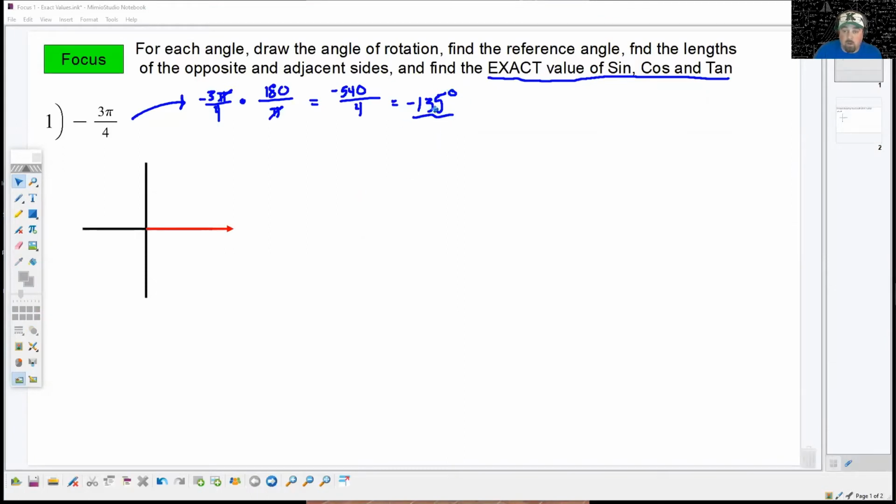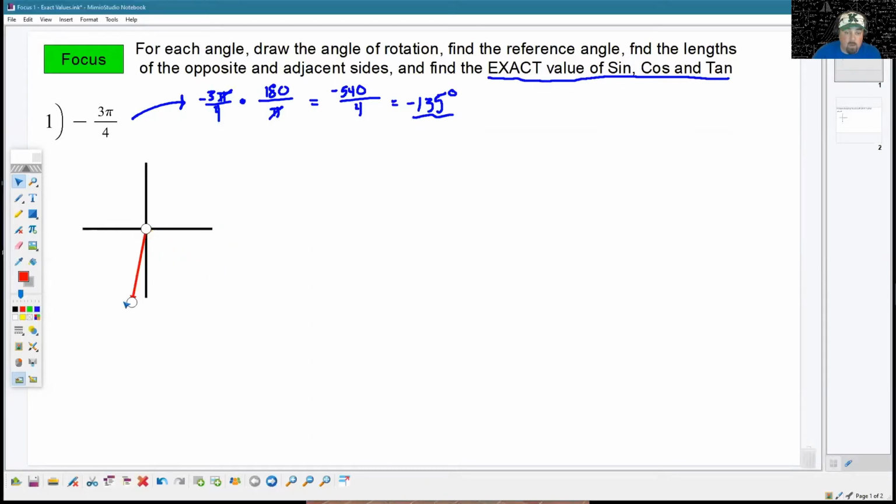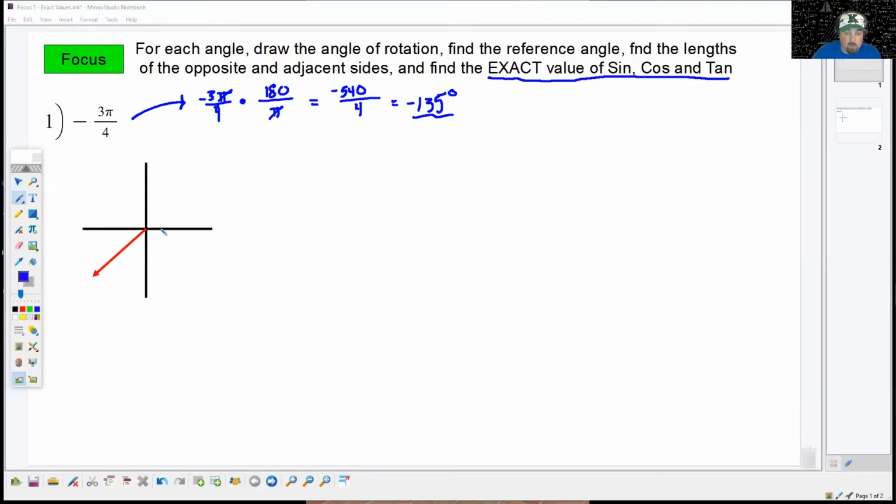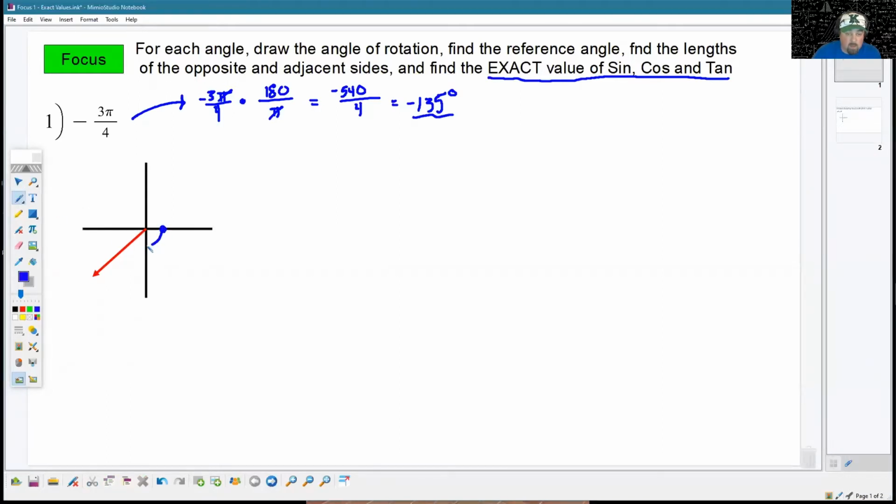So 135. Negative means that we are turning in the clockwise direction this time. We always start on the positive x, and we're going to go more than 90. We're in fact going to go 45 more than 90, which is going to become important. So that puts us right over here. So that angle of rotation, that's our negative 135 degrees. So we drew the angle of rotation, check.